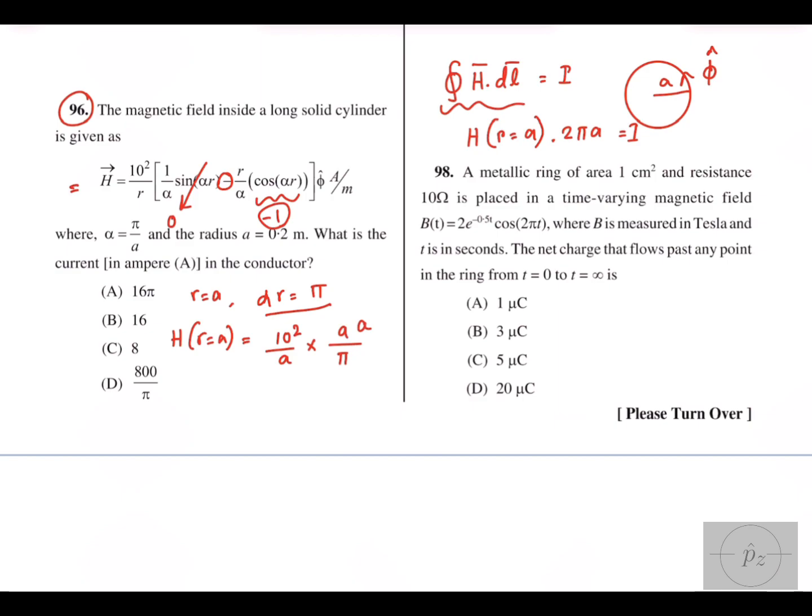And to calculate the current, we have to multiply it by 2 pi a. So let's simplify things. a cancels out, pi also cancels out. We have 200 a squared, and putting the value of a to be 1 by 5, we have 200 by 25, and that is 8. So option C is the correct answer.